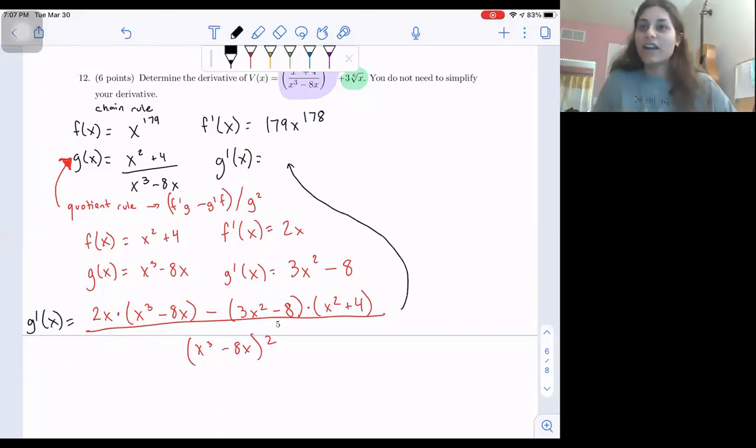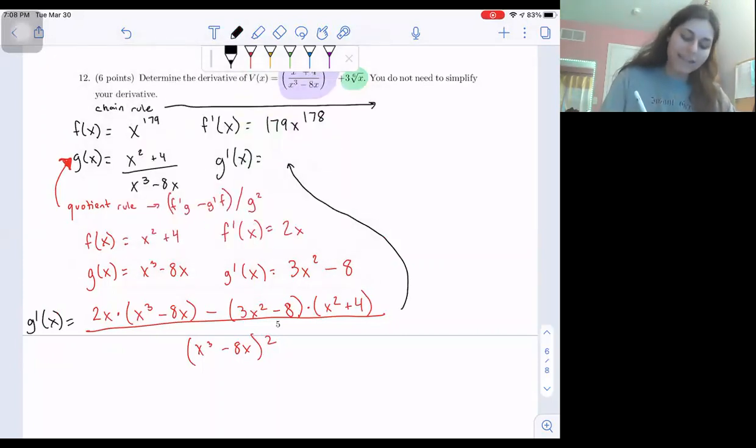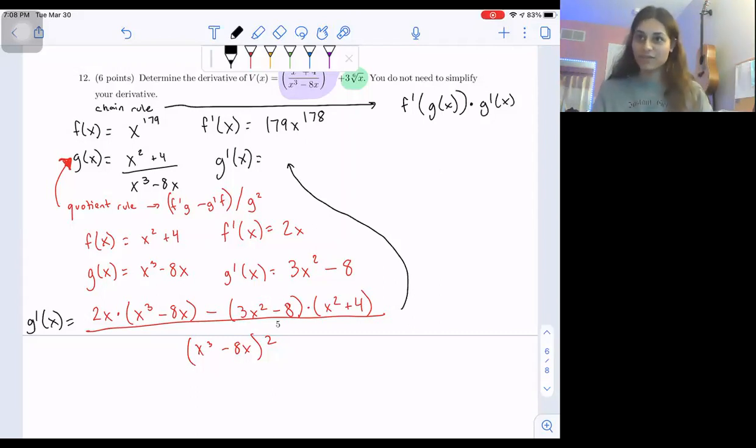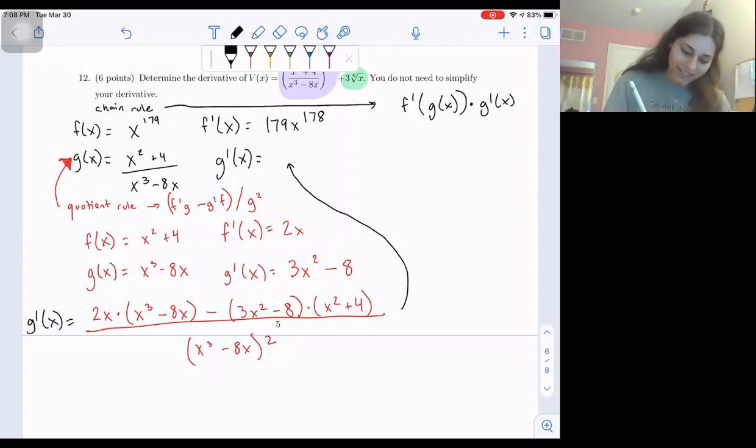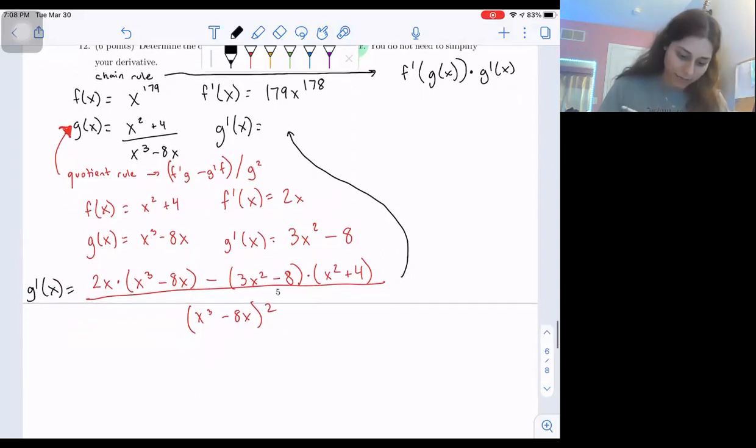Okay, so now we have our components for the chain rule. We're going to plug them into the chain rule. So remember the chain rule was f prime of g of x times g prime x. That's our rule for the chain rule, and we're just going to put it in there, and we're almost done. So f prime was 179x to the power of 178. So we'll put in here 179 x to the power of 178.